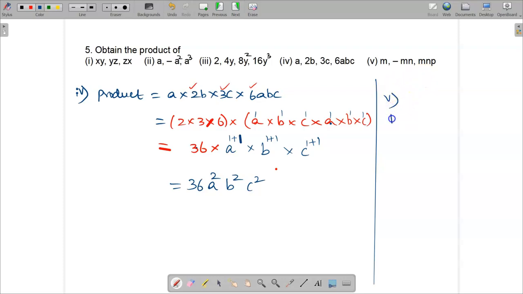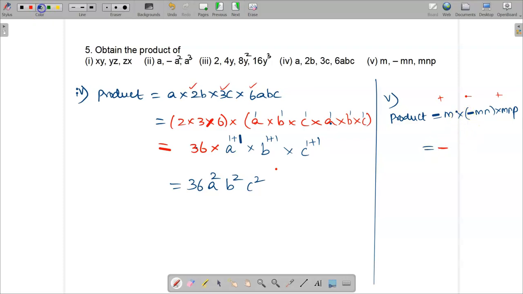Coming to the fifth problem, the product is given by m into minus mn into mnp. Here the first term doesn't have any sign, meaning that it is plus. So I will just write here: plus, minus, plus. Plus into minus is minus, minus into plus is minus. So just write the sign as minus.